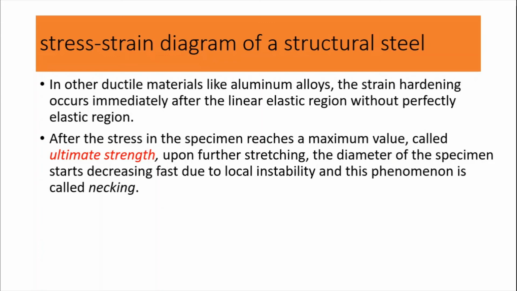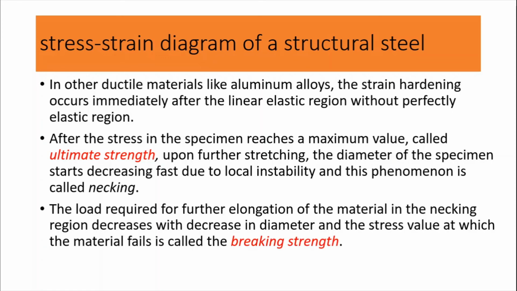Upon further stretching, the diameter of the specimen starts decreasing fast due to local instability, and this phenomenon is known as necking. So we have seen that length will increase and diameter will decrease, and after the maximum load, the diameter will decrease drastically. That area is called the necking region, and neck formation will start. The load required for further elongation of the material in the necking region decreases with decrease in the diameter, and the stress value at which the material fails is called the breaking stress. So after some time the material will fail, that is called the breaking strength.